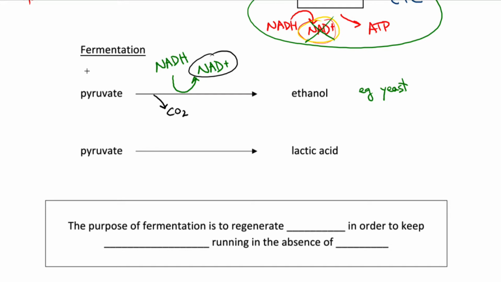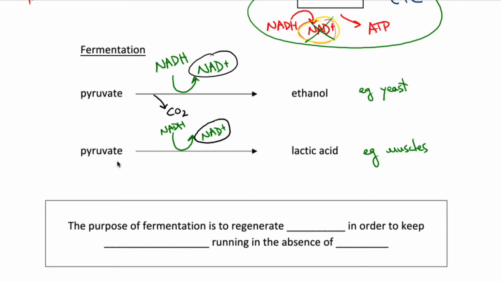The other kind of fermentation that we'll look at is lactic acid fermentation. And similarly, here NADH is being oxidized to NAD+, regenerating NAD+, to allow glycolysis to continue, but through a different reaction, and this one's producing lactic acid, not ethanol. And this is what happens in your muscles when you are exercising hard enough that you can't get enough oxygen to them. So the electron transport chain's not functioning, we switch to lactic acid fermentation, and lactic acid builds up in the muscles.